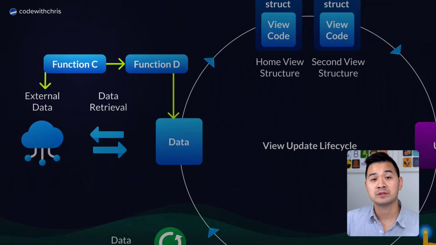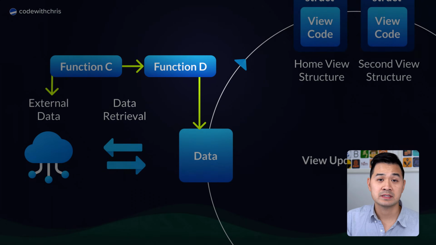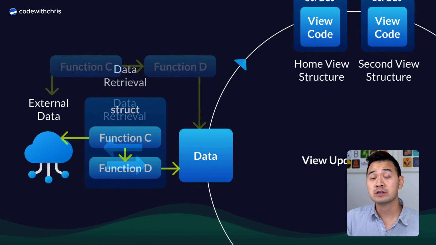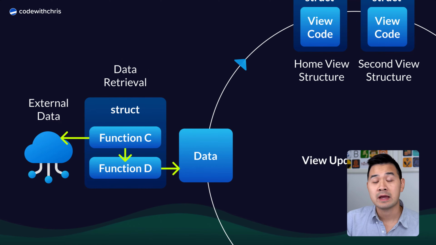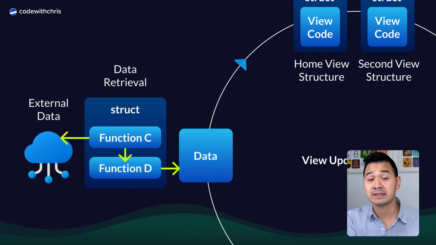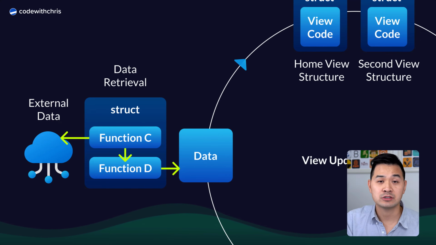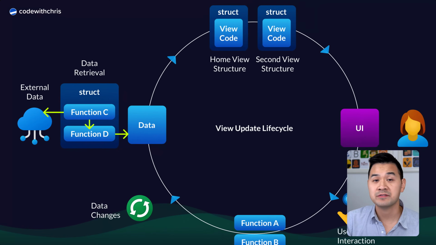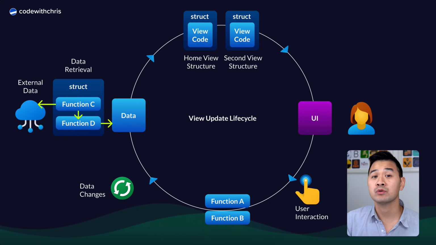Now let's move over to the data retrieval part of this diagram. You might create a structure and call it a data manager, and you're going to put all of the code and functions related to retrieving and processing the data inside of that data manager structure. In this case, the structure doesn't represent a screen in your app, instead it represents a crucial component of your app. So as you can see, structures are very flexible and lightweight, and they're used all over your app.